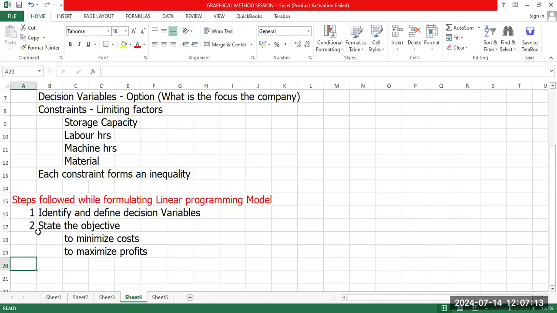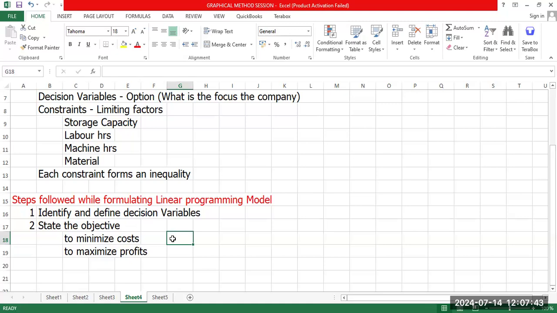Once you identify and define your decision variable, the next step is to state your objective. And in the question, you're only dealing with one objective. You cannot find that you're handling two objectives. It is either to minimize costs or to maximize profits. Full stop. You cannot handle two objectives in one question, no.